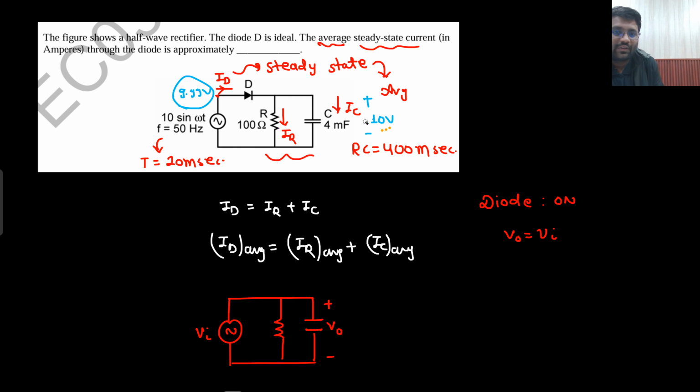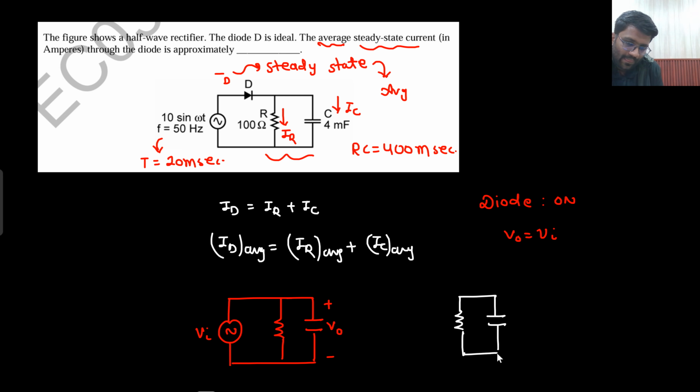Now if the diode has turned off, then this is how the RC circuit would look like. This is your C, this is your R. This has been charged to 10 volt. Now this will try to discharge. This 10 volt will try to discharge through the resistor, right? So it will be discharging in this manner. 10 volt was the initial voltage, e to the power minus t by tau.